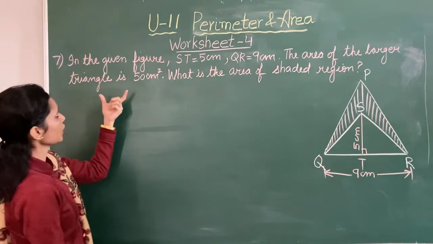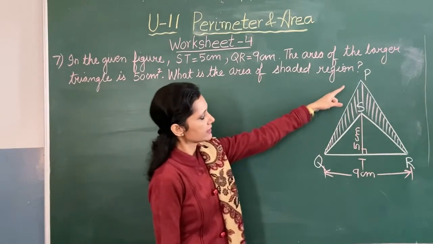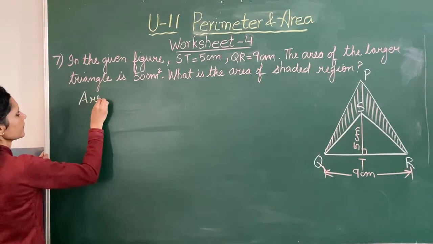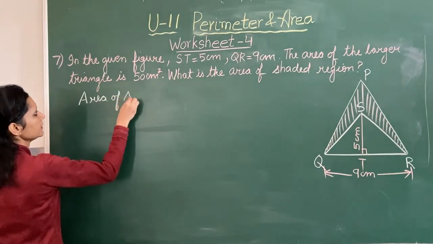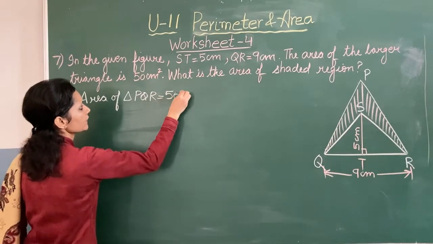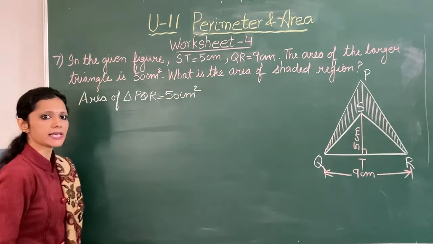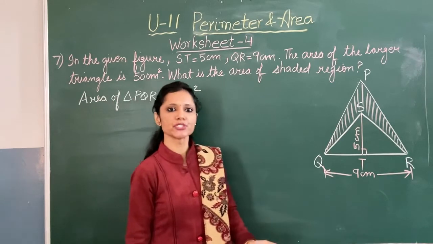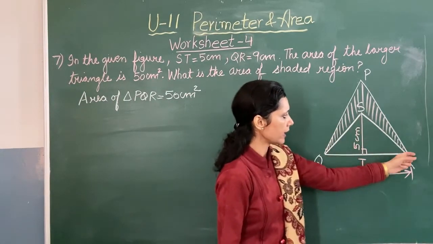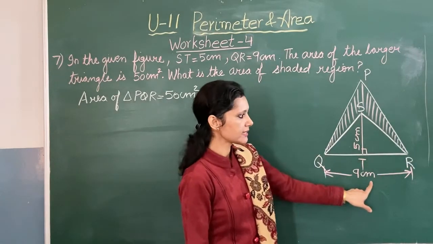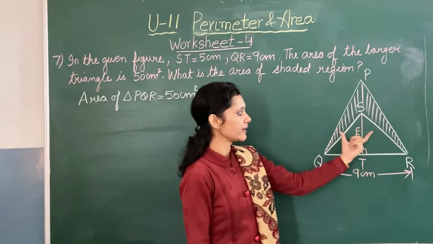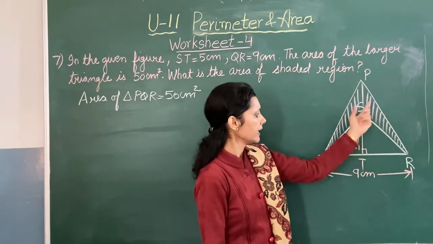Now we know the area of the larger triangle. What is the larger triangle? It is triangle PQR. So let's write down: area of triangle PQR is given to us as 50 square centimeters, and we have to find the area of the shaded portion. Now what about this smaller triangle SQR? We know the base of the triangle, it is 9 centimeters, and we know the height, it is 5 centimeters. So we can find out the area of the smaller triangle SQR.